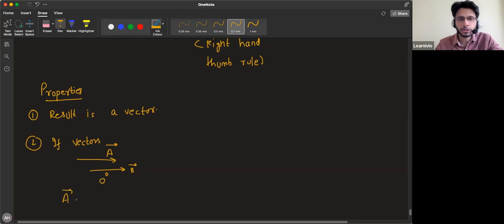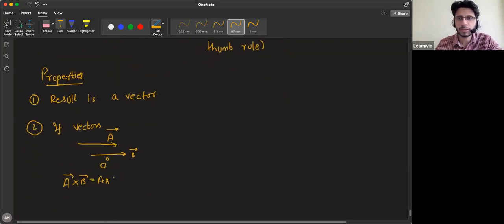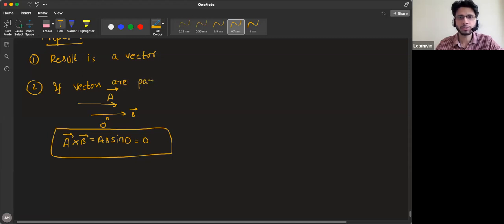So if I open A cross B using this relation, it will be AB sine theta, so AB sine 0. Let's see how much is sine 0? Farhat, how much is sine 0? So sine 0 is 0, and your A cross B comes out to 0. So if vectors are parallel, that means the angle between both vectors is 0 and A cross B will be 0.